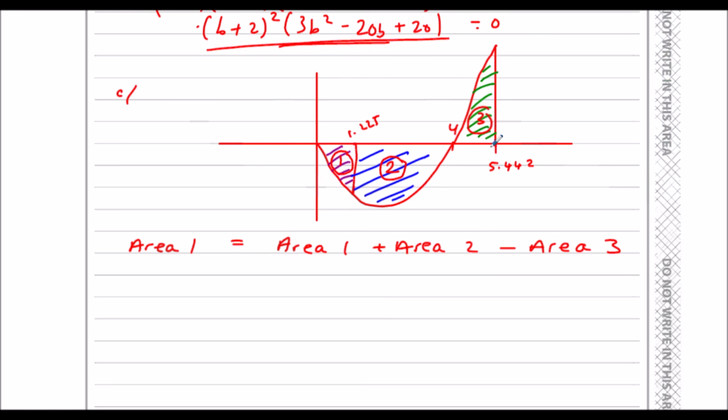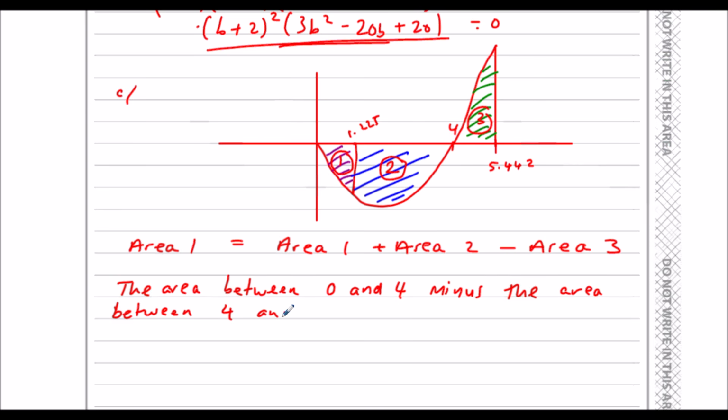So in words, the area between zero and 4 minus the area between 4 and 5.442 is equal to the area between 0 and 1.225.